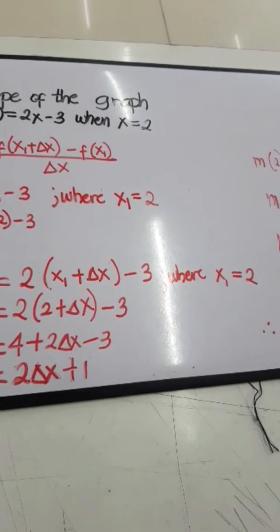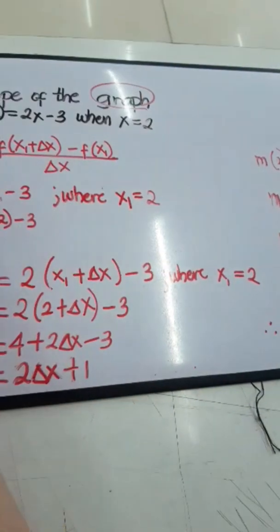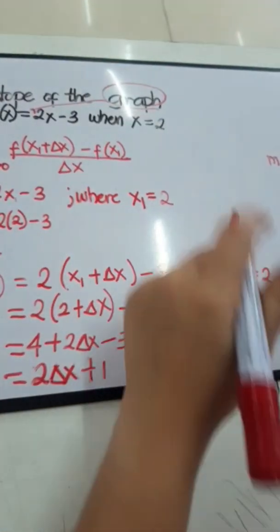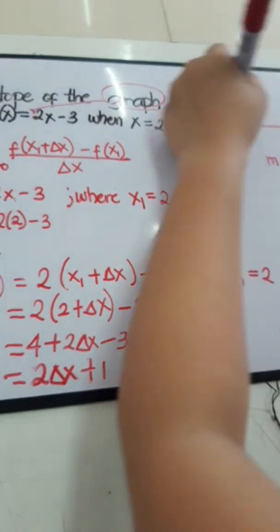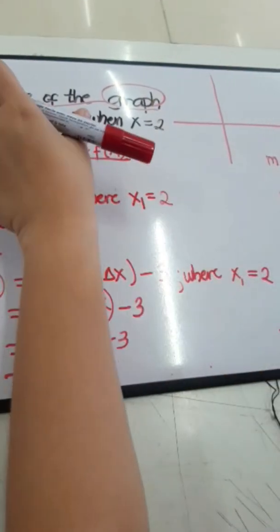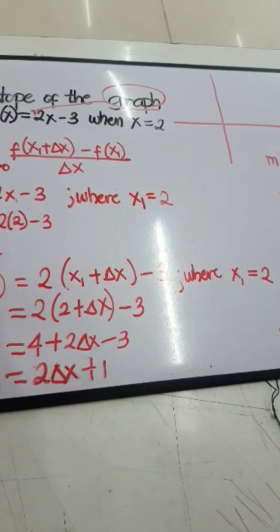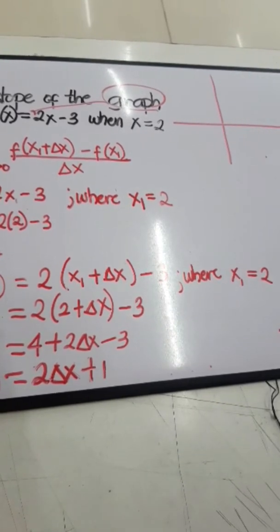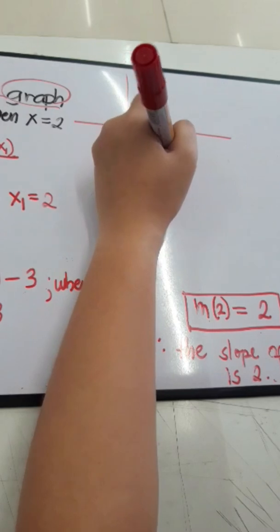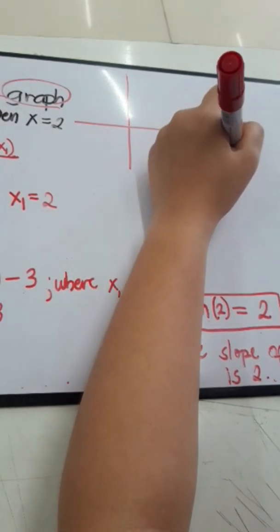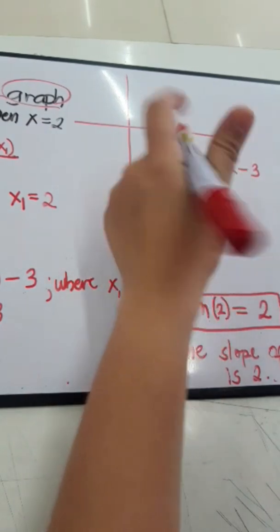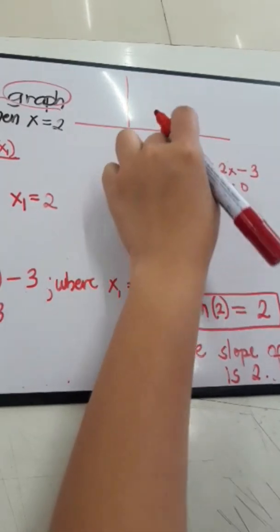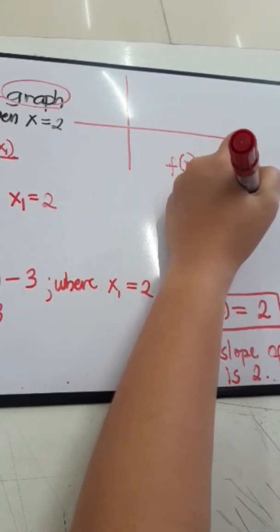So how about if we are asked to graph this function? So we are going to graph that function. Okay? Before that, we are going to find the values of x and y. So I will erase this part. The function given is f of x equal to 2x minus 3. So when x is equal to 0, the value of y is negative 3.